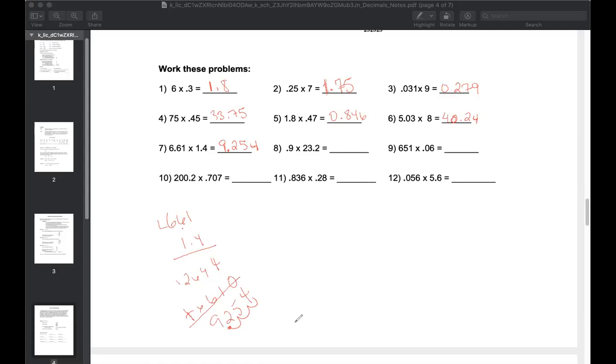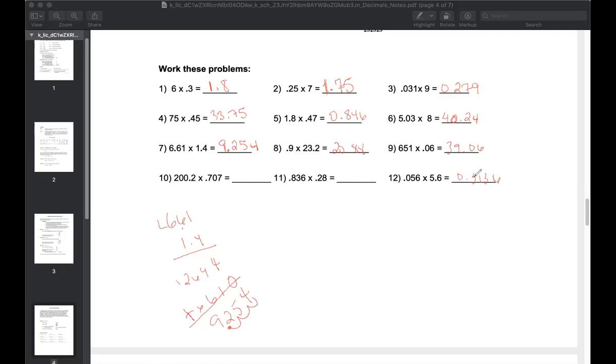All right. Tashawn, you next. Okay. 20.88. You got 20.88. Yes. Good. And my next one is 39.06. Very good. And number 12 is 0.3136. 0.3136. Yes. Okay. Very good.